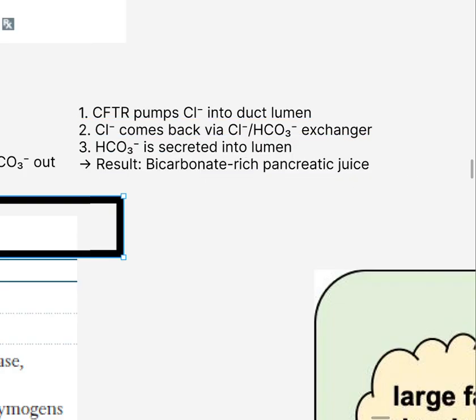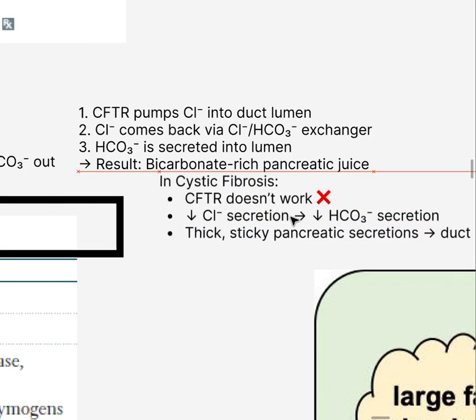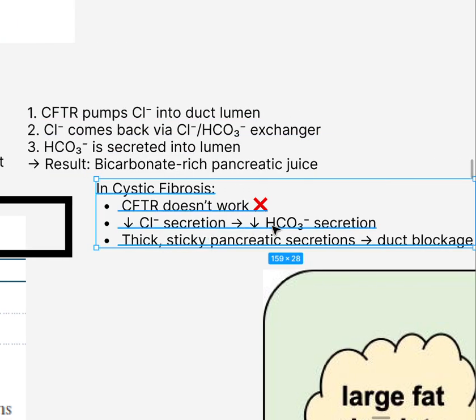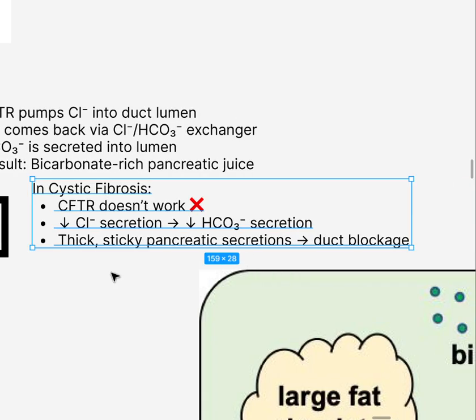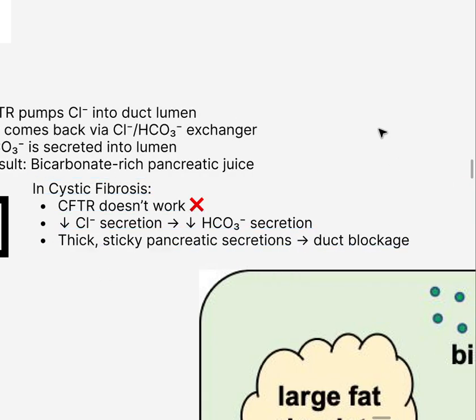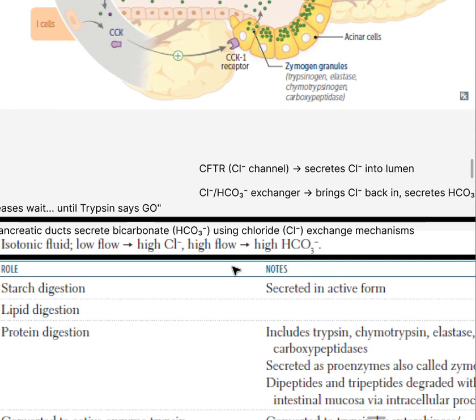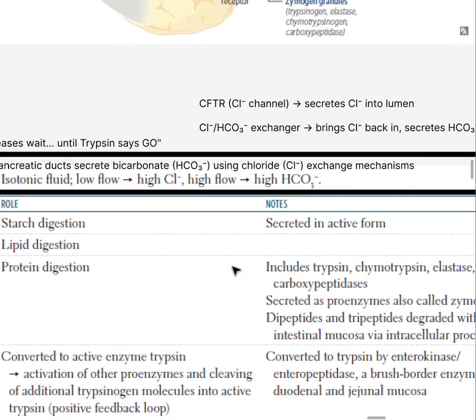What happens in cystic fibrosis is the CFTR doesn't work and chloride secretion decreases. Since the chloride secretion decreases, you have a decreased hydrogen carbonate secretion. So you get thick, sticky pancreatic secretions and you get duct blockage. So look at this. In cystic fibrosis, this CFTR doesn't work. You get decreased chloride secretion and decreased hydrogen carbonate secretion. So you get a thick, sticky pancreatic secretion, which causes duct blockage. Now, pancreatic ducts use the chloride through the CFTR to drive the hydrogen carbonate secretion.